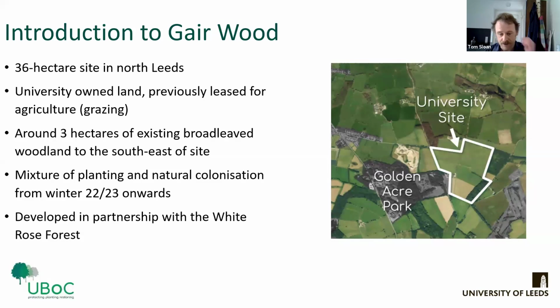Gair Wood is a 36-hectare site just north of Leeds, and as you can see from the diagram, it's owned by the University of Leeds, so they own the land, and I think that's been alluded to before. One of the large obstacles for projects of this type is university buy-in and actually having the land available for schemes like this. It's university-owned land that was previously leased out for grazing, quite interesting agricultural grassland. And in the bottom right of this diagram, there's 3 hectares of existing broadleaf woodland at the southeast of the site that was already there, and the remaining area was just agricultural fields.